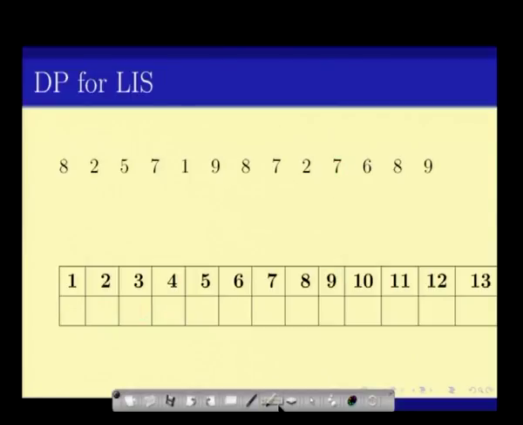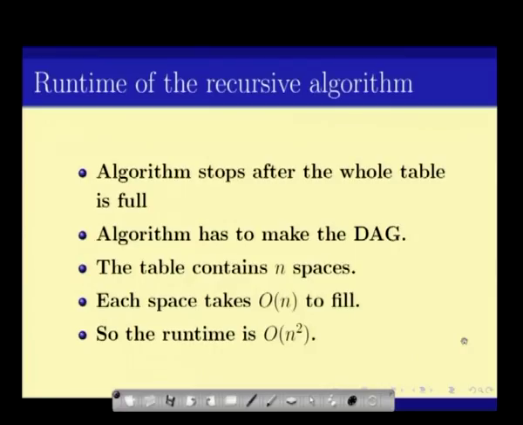So, in other words, this dynamic approach of course will give me the right answer, because I am doing nothing more than the recursive algorithm, but the algorithm will stop after the whole table is full. The algorithm has to make the DAG, and making the DAG itself takes order n square steps. The table contains just n space, but each space takes order n steps, and the runtime is order n square, clearly much better than the recursive approach. The question is, can we do better than this?